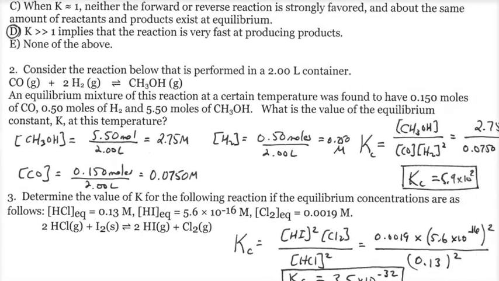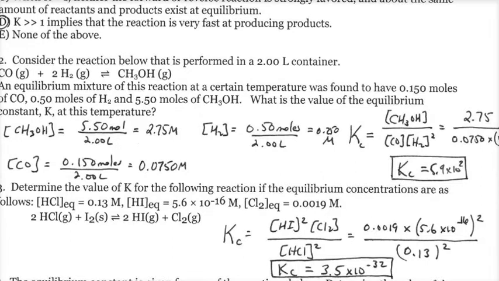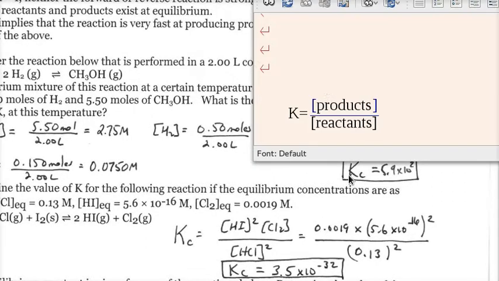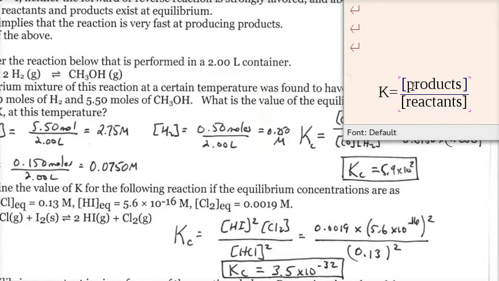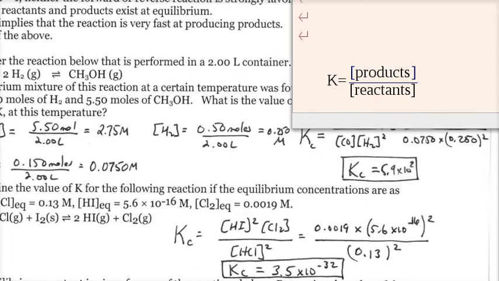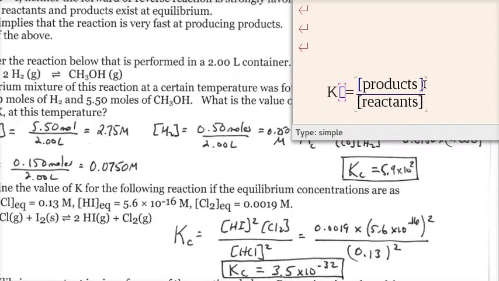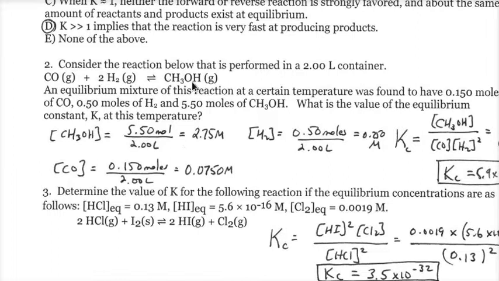Number 2. We know the definition of K is products over reactants. But these have to be in molarity, not moles. And I guess they can be in pressures if you're doing Kp. But we're doing Kc here, because it just asks for K, and we might as well do Kc because what we're given is moles and liters, and molarity is moles per liter after all.